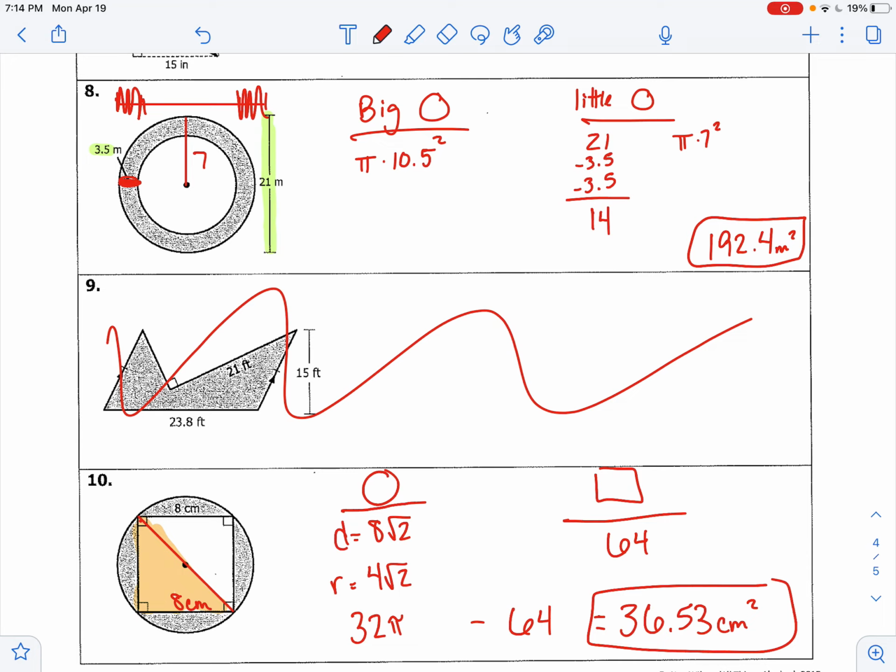So that's how you would do generally the area of a shaded region. You want to find the bigger outside shape, subtract the smaller inside shape, and that will tell you the area of the shaded region.